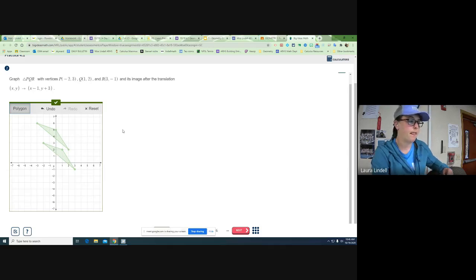Okay. And then we will also see the occasional symmetry question here. It'll ask, like, does this shape have line symmetry? And you can say yes or no, pretty much. Okay. Any questions before we get going on our own?